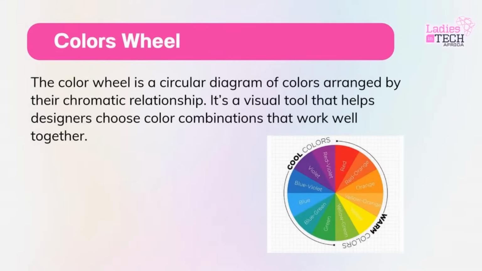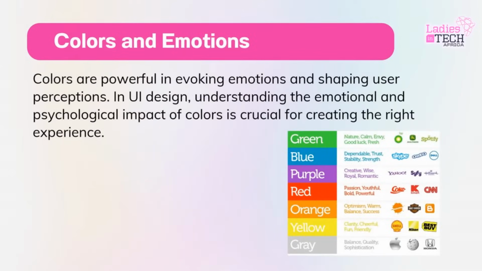And there are different ways you can pick colors, definitely, which I think I'll treat a bit more in the next slide. So let's just understand that the color wheel is a circular diagram of colors arranged by their chromatic relationship. It's a visual tool that helps designers to choose color combinations that work well.